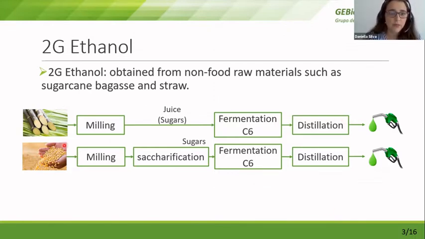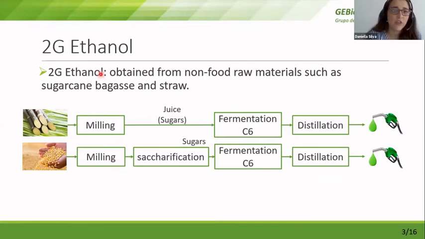Here we have some examples of the traditional process to produce ethanol, which we can call first generation ethanol. So here we have, for example, sugarcane or corn. In the beginning of the process, what we need to do is to extract some sugars from this material to promote a fermentation of these sugars. After that, we promote a distillation, and we have here the first generation ethanol.